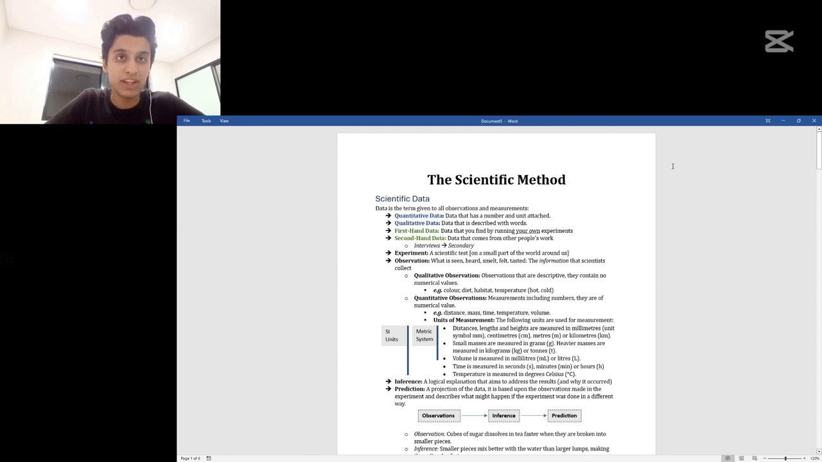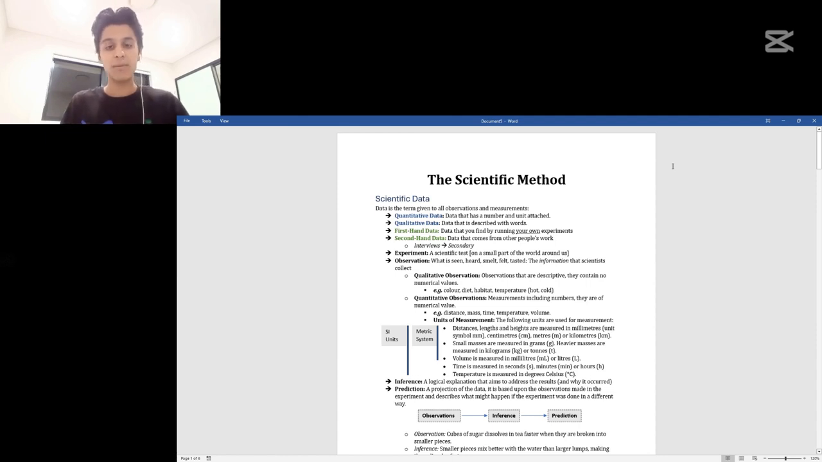Now, what's an observation? An observation is what is seen, heard, smelt, felt, tasted. This is the information that scientists collect. I think many people make this mistake that when they see observations, they try and feel as if they're the biggest scientists, and what they tend to do is that they give explanations for their observations in their observations.